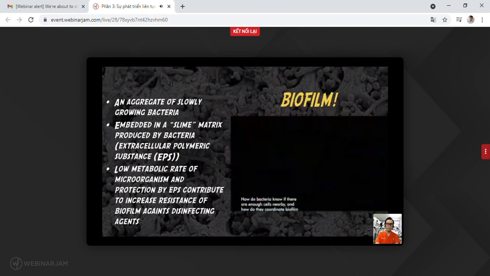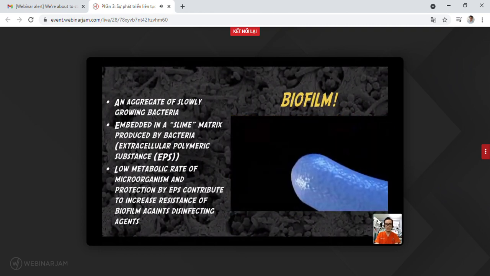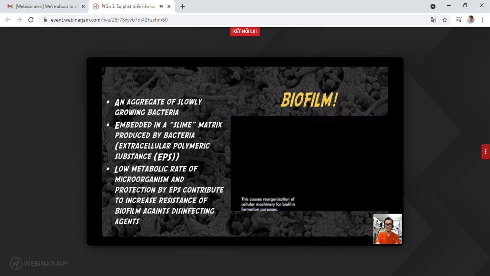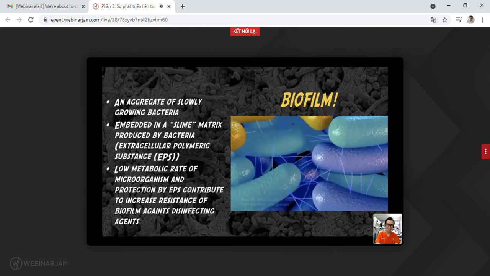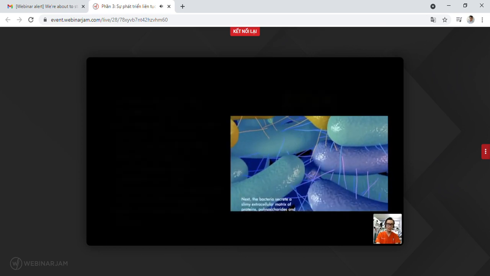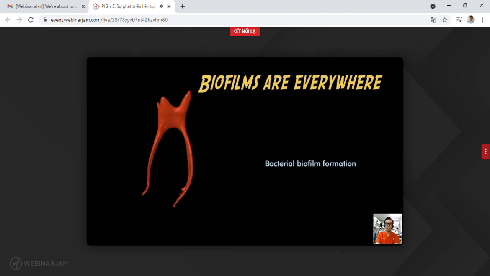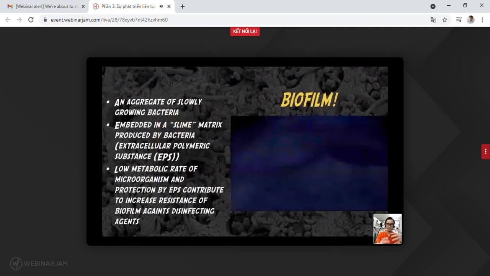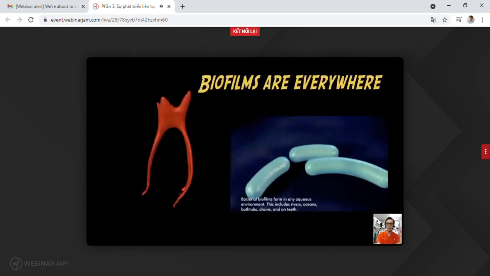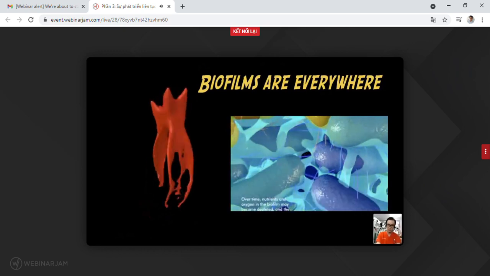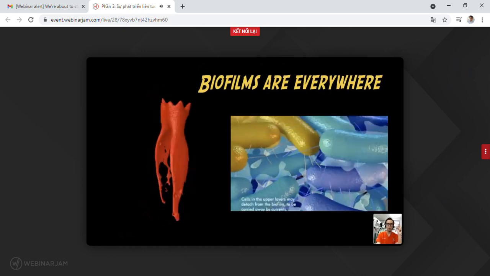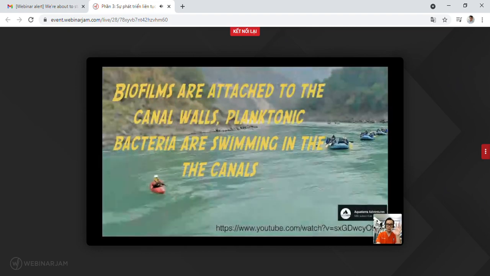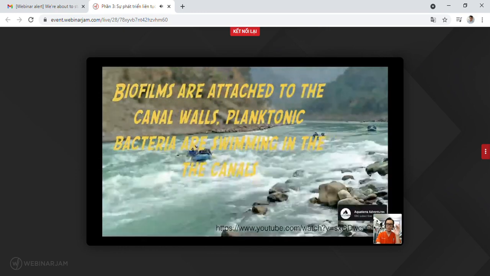I want to differentiate between the bacteria and the biofilm. The biofilm itself is an aggregate of slowly growing bacteria embedded in a slime matrix produced by the bacteria, the extracellular polymeric substances. These low metabolic rates prevent disinfectant agents from killing the bacteria inside the biofilm cells. So biofilms are everywhere in the root canal, and we have to remove them. I just want you to know that biofilm is very hard to clean off.